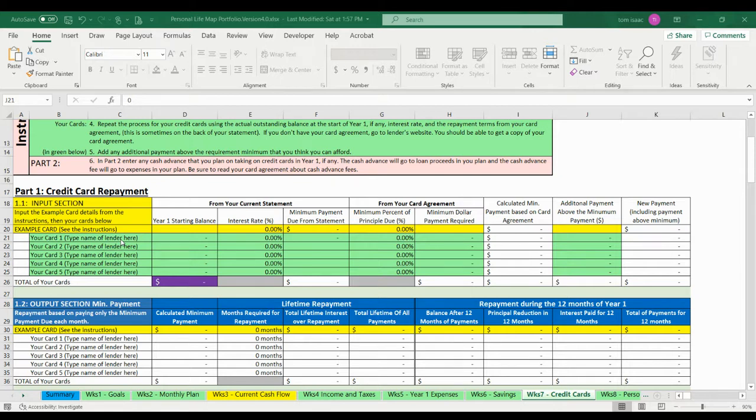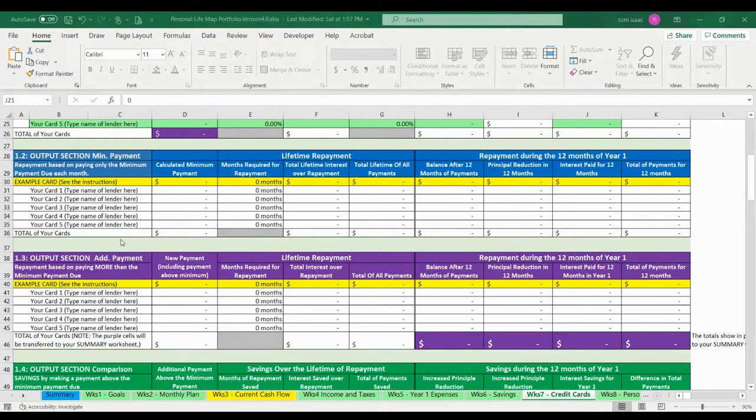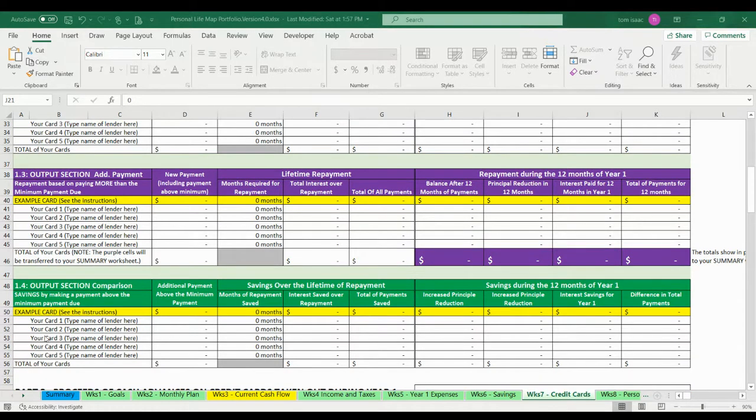Sections 1.2 through 1.4 are just output sections. There's nothing for you to do here, but this tells you what the repayment terms will be for your card based upon only paying the minimum payment. Output section 1.3 is the amount of payment that you will have if you pay above the monthly minimum payment. And output section 1.4 is the difference between those two. So let's take a look and see how that works.